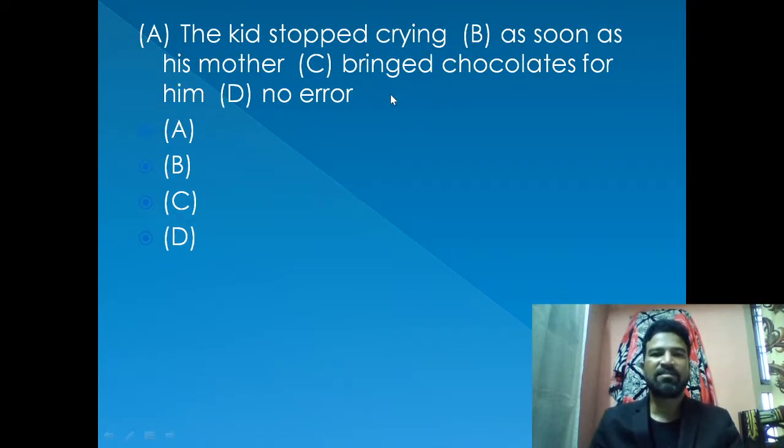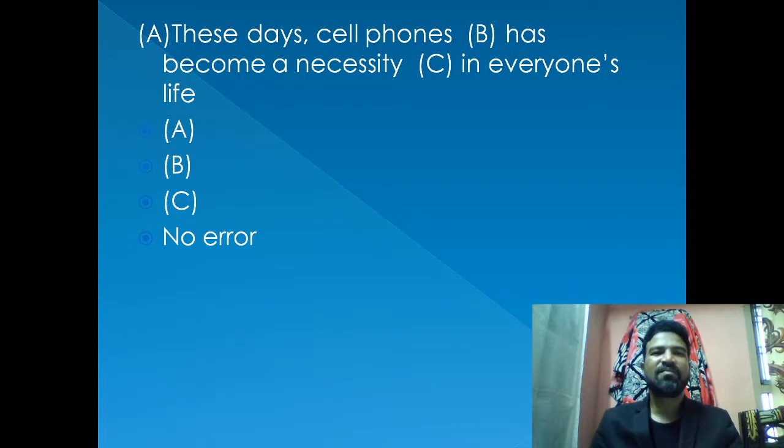Yes, it's a repeated slide. The kid stopped crying as soon as his mother bring the chocolate. It should be "brought chocolates." These days, cell phones has become a necessity in everyone's life. Where is the error? It's very easy. The error is in part B of the sentence, because cell phones is plural. It should be "have become." It is not "has become." So the error is in part B of the sentence.